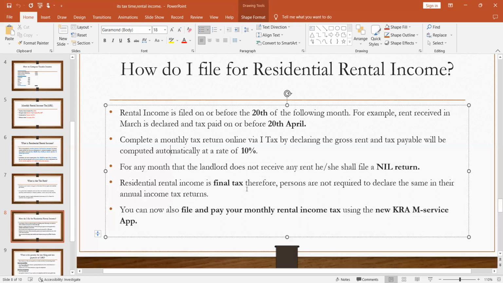TOT, remember, also was a final tax. Once you file on a monthly basis, then you don't have to declare anything at the end of the year. You can now also file and pay your monthly rental income tax using the new KRA M-Service app. So if you have this app, you are also able to file here and make payments.